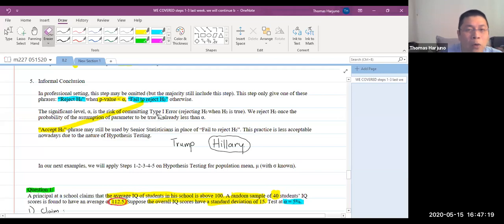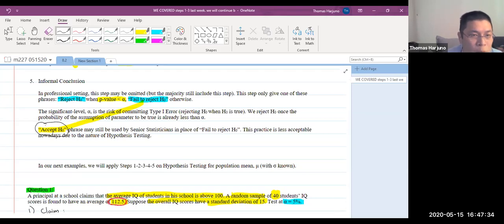Now I hope that explains why some people still insist that accept null hypothesis is acceptable. I am actually one of them; I don't mind when somebody says accept null hypothesis. But in our test later on, I don't want you to say accept null hypothesis. I want you to use fail to reject null hypothesis. That's how you will say it. For us here, I don't think I will penalize you 1 full point or 2 full points, whatever number of points I assign for that step.